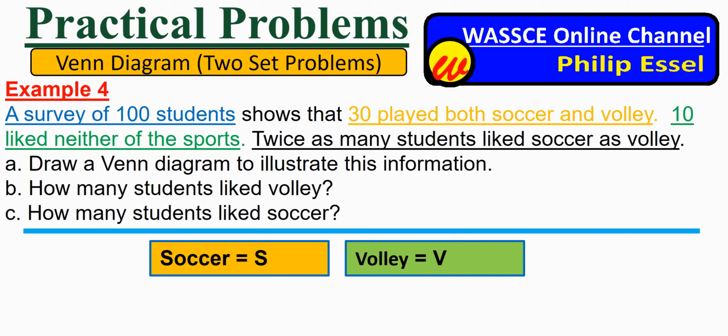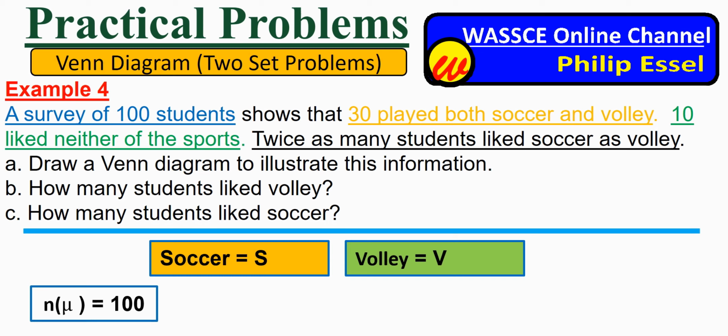Again, from the question, we are told that 30 of these students played both soccer and volley. This is soccer intersection volley. So the number of S intersection V equals 30. Let's write this information down.